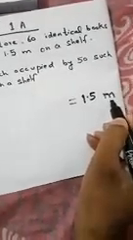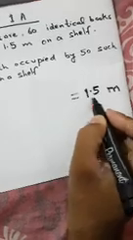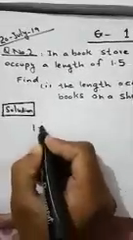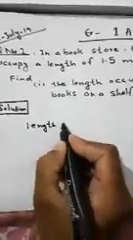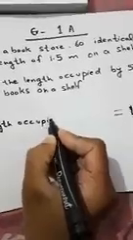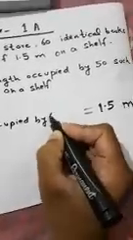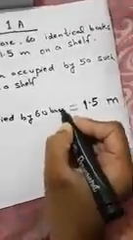What is 1.5 meters? We will have to write some information regarding 1.5 meters here. It is actually the length which has been occupied by 60 books. So I will write: length occupied by 60 books. This is the length which is occupied by 60 books.